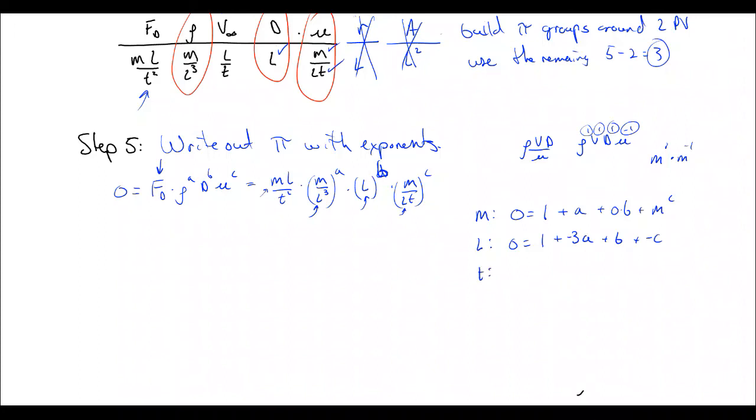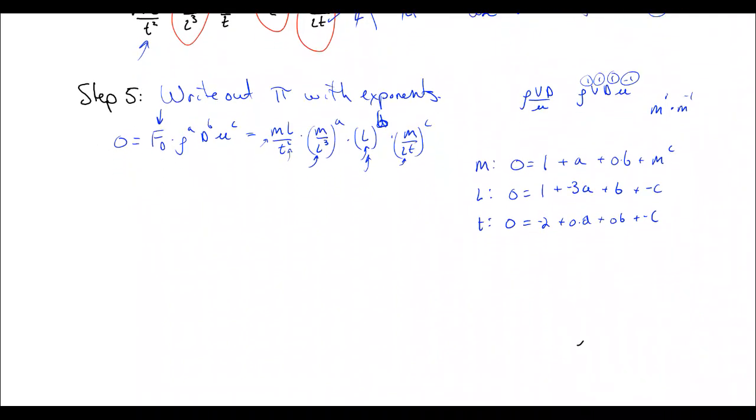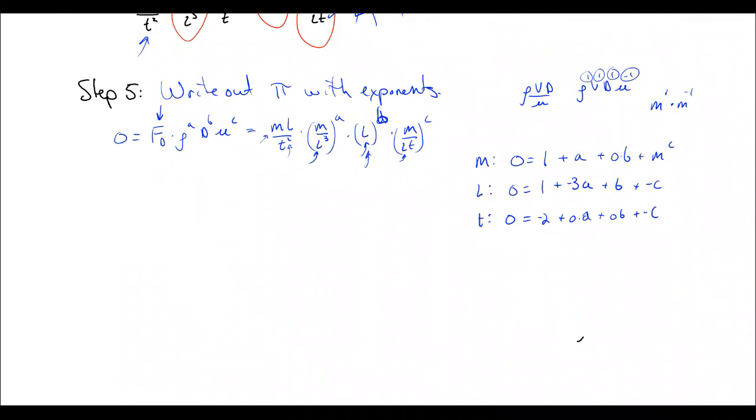And then we do time. We have 0 is equal to, we have t to the negative 2 here, so that's just a negative 2, plus no time here, great, 0 times a, plus no time here for our diameter, so we have a 0 times b. And then finally we have a time on the bottom, and it's just a negative 1 times c, so negative c. Great, and we have 3 equations and 3 unknowns.